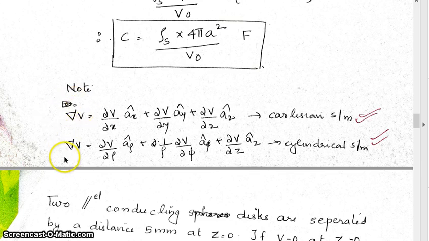And these are the two equations of del V for Cartesian system and cylindrical system that you can learn by heart.